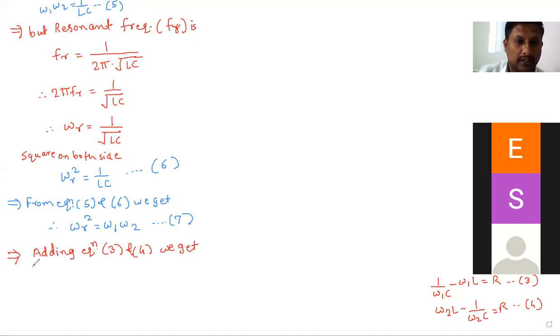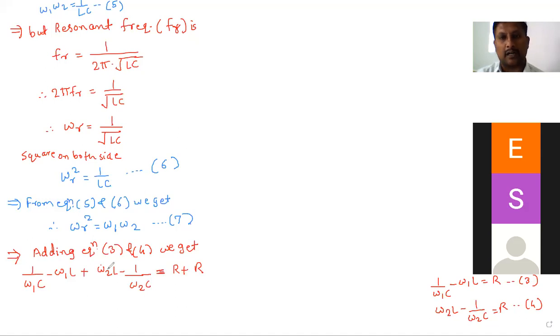Okay. So what you have to do now? Left hand side we have to add with left hand side. 1 upon omega 1 into C minus omega 1 into L as it is, plus omega 2 into L minus 1 upon omega 2 into C. Means left hand part I have added is equal to R plus R. Right hand side is added. Up to this step, everyone understood now?